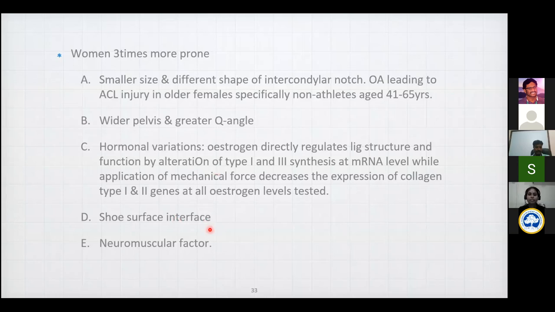Shoe surface interface, again, if there are not proper shoes, or the meteorological environment, meteorological means the weather conditions, are not good. If somebody has practiced on a wooden floor and then suddenly comes to concrete or grass, the frictional forces are working. Neuromuscular factors, we have already discussed previously, why they play a very important role in ACL injury.